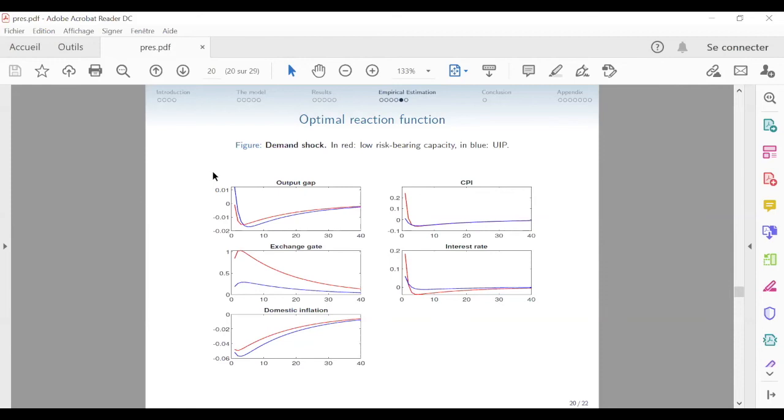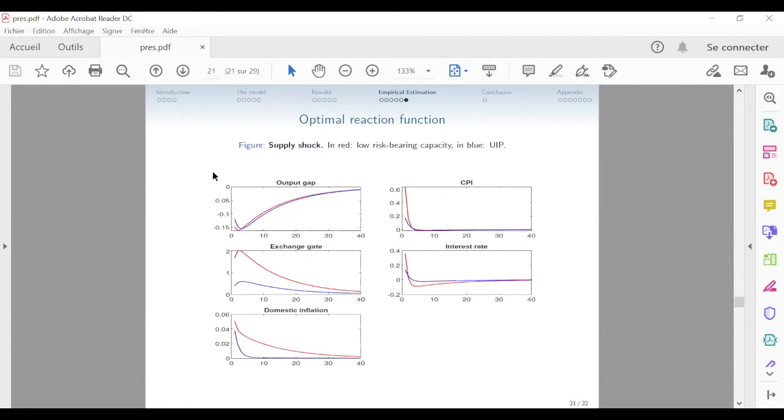followed by an appreciation. The red line represents the risky period, the crisis period. We see that the depreciation is really larger, which increases far more the CPI and the interest rate. Okay, so that's the case of a demand shock. And here, what we can say about this reaction function is that the optimal monetary policy is really not able to maintain exchange rate volatility after the demand shock in crisis period.